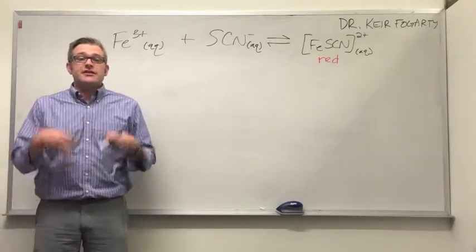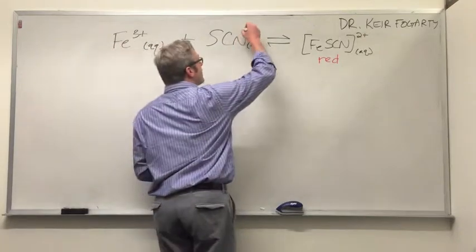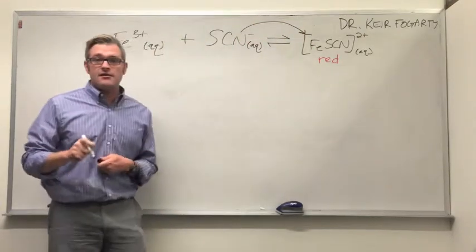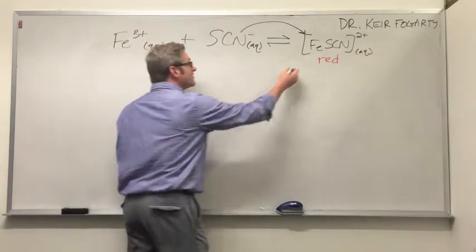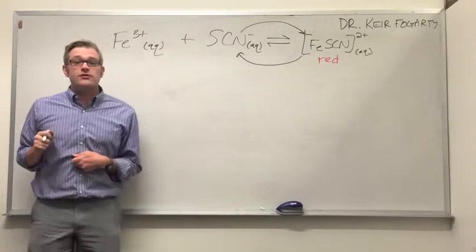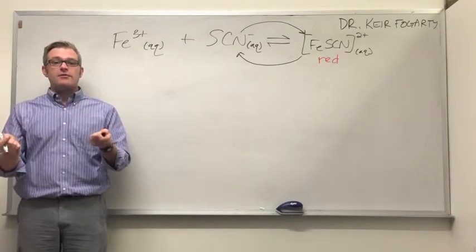In this reaction, we can go two directions. In other words, we can have iron and thiocyanate react to form our complex ion, but our complex ion can also break apart and go back towards the reactant side. And this can happen all the time, okay?